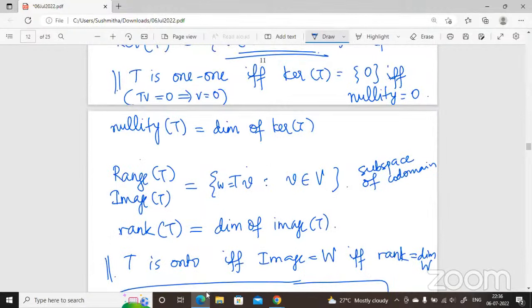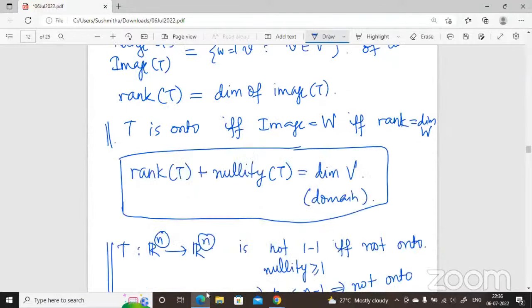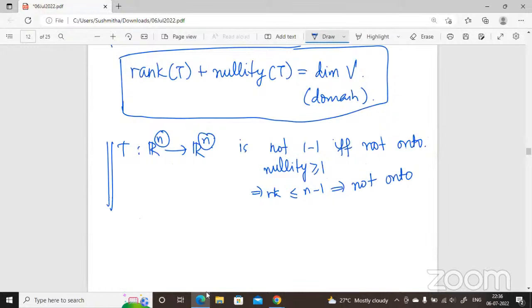is 0, the 0 space. Correct. So nullity has to be 0. Yes, nullity is 0. So if it is not 1 to 1, nullity is not 0. Yes, that's what I've written here. So P is not 1 to 1, so the nullity is at least 1.